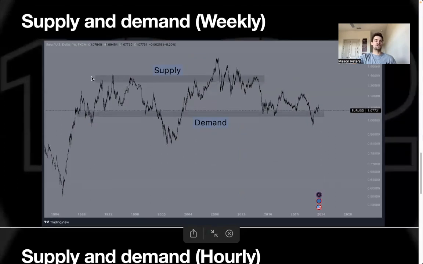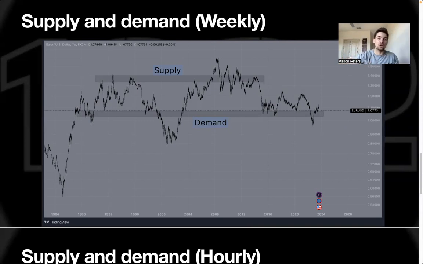We have our supply zone at the top where we can see price reaches that area. Well, technically it's just a range, right? The range of $1.40 is where a lot of sellers are supplying currency. They're willing to sell their euros at that price level, which pushes the price down.